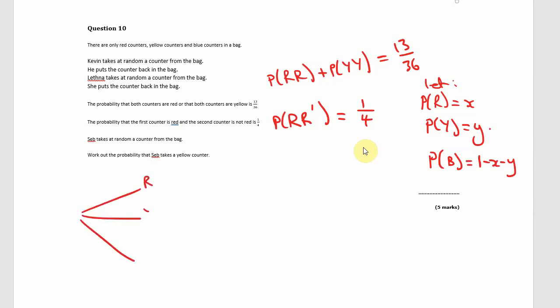So we've got red, yellow, blue. The probability of this is x, the probability of this is y, and the probability of this is 1 minus x minus y. I don't think we ever need to use this, so it's not a problem. We actually don't care about any of these lines, do we? We only care about what's going on up here, because we're either asking if it's red first or red first, so we only care about this.